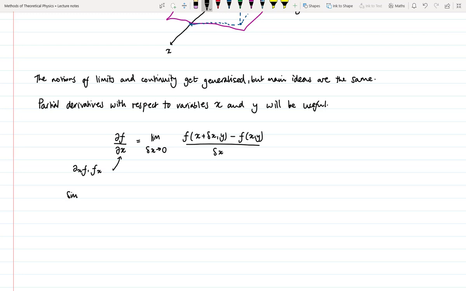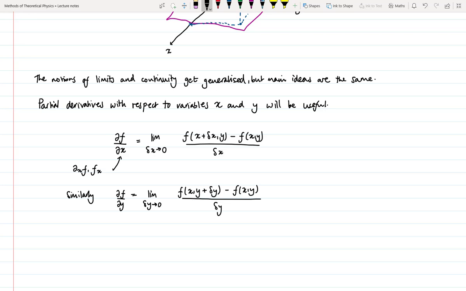Similarly, we have that the partial derivative of f with respect to y is given by the limit as delta y tends to 0 of the function evaluated at x and y plus delta y minus the function evaluated at f of x and y divided by the change in that second argument, delta y.